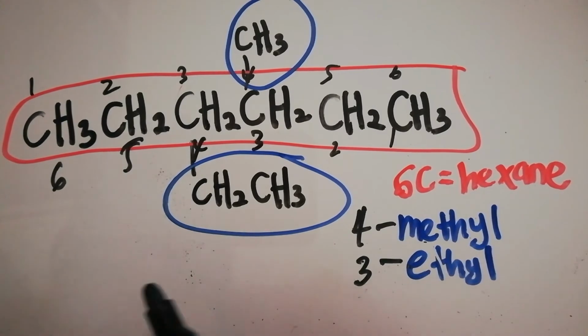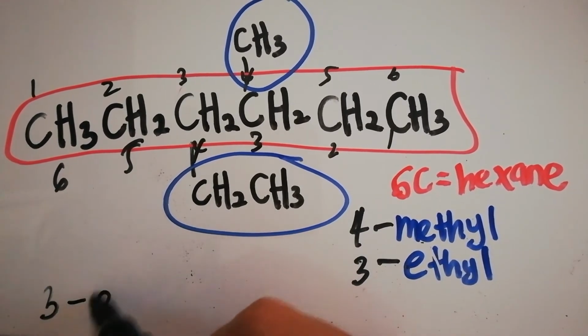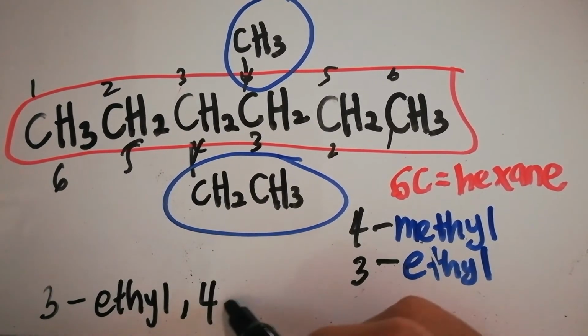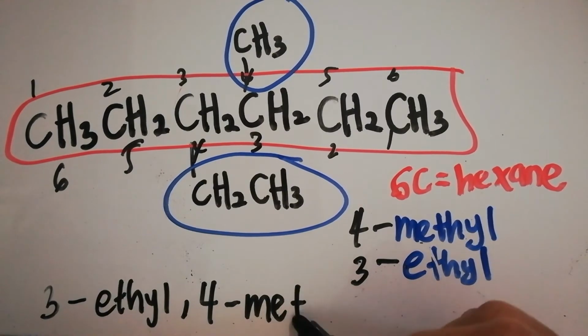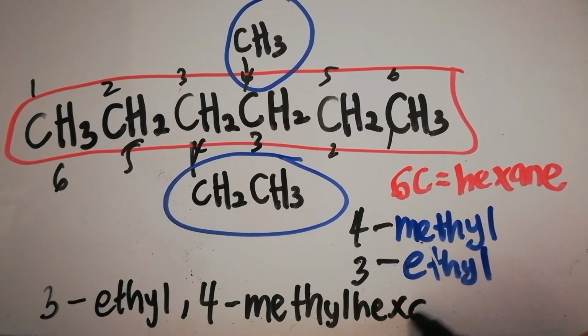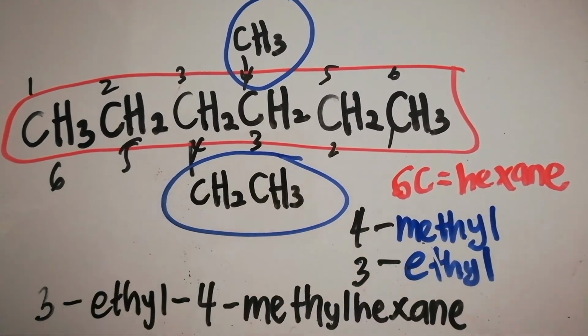The answer should be 3 ethyl, 4 methyl hexane. Okay, so the last answer should be like that. So we go to the last example.